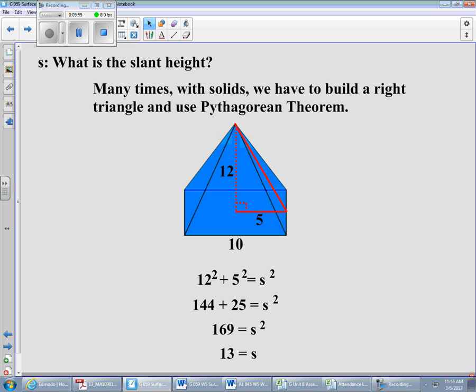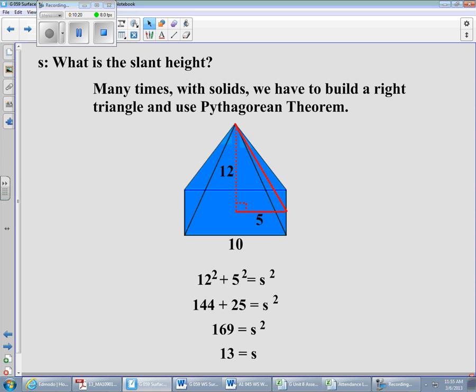Pythagorean triple. This is the second of the Pythagorean triples that shows up, the 5, 12, 13. We'll see it quite a bit. Okay, but there you go. There's your slant height or your lateral height, whatever you want to call it. It's just a value. It's going to get plugged into the surface area formula once we get all of our information figured out.